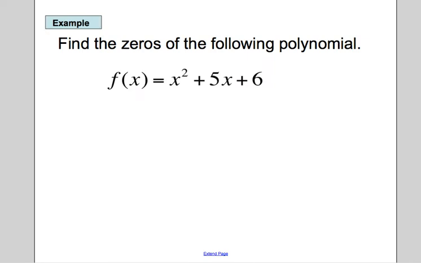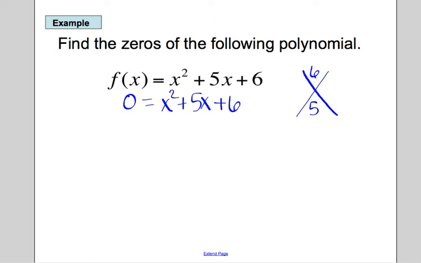Take a look at this next example, and what do you notice? I'd say it's not in factored form, so it's not so easy right now to find the zeros. I can make the f of x equal to 0 just like before. But now I have to factor this. This is nice because the leading coefficient here is 1. There's a 1 in front of the x squared. So remember the shortcut here, I'm just looking for 2 things that multiply to 6 and add to 5. And they're going to be 3 and 2. So that means our factors here are x plus 3 and x plus 2.